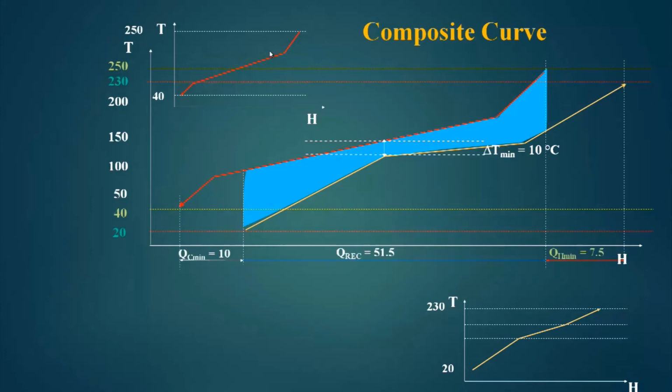So, in this problem, the external hot utility requirement is 7.5 kilowatt and the external cooling utility demand is 10, and internal heat exchange, that is Q recovery, is 51.5, and these values, that is 10, 51.5 and 7.5, are functions of delta T minimum. So, when I say delta T minimum is equal to 10 degree, these three values are fixed, that is 10, 51.5 and 7.5.